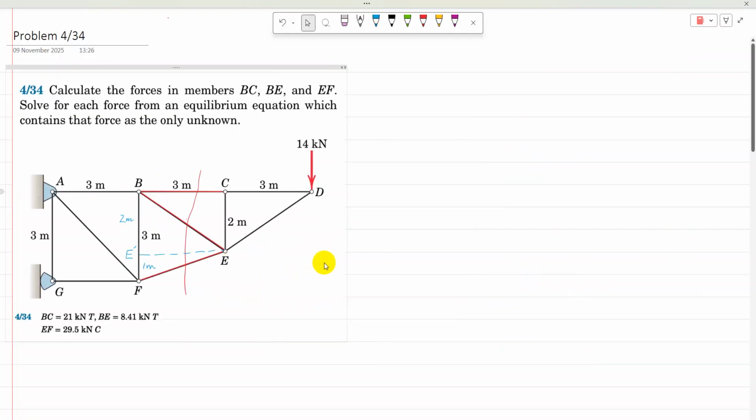So now the last unknown left is BE. Again we need to find a point so that we can eliminate BC and EF, and we'll get only BE. It is possible if we extend the line of action of BC away from D and the line of action of EF away from E. Then we'll see where both of these lines of action are going to pass. If we take moment about that point, then it is possible to find a single equation which contains BE.